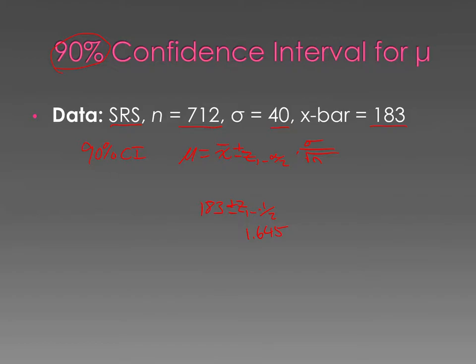1.645 times standard deviation of 40 over the square root of 712, which when we work all of this out, you're going to get 183 plus or minus 2.5, which then gives you 180.5 to 185.5, and you would say that you are 90% confident that the true value of mu falls between this range. And that's how you do the confidence interval at 90%.